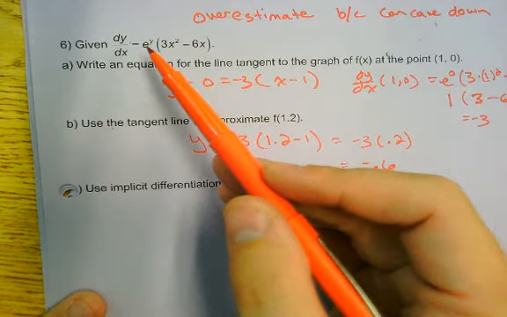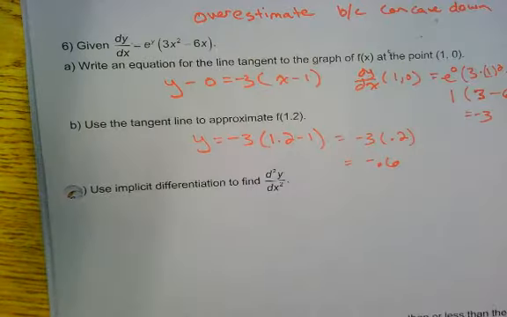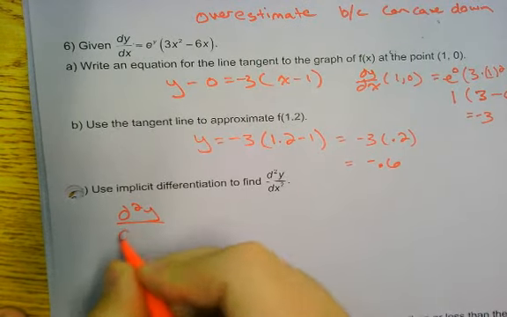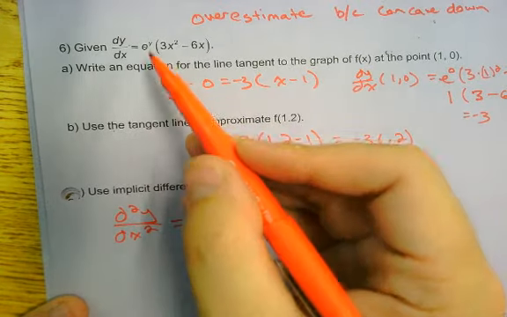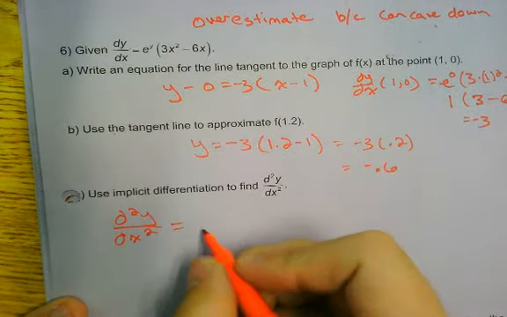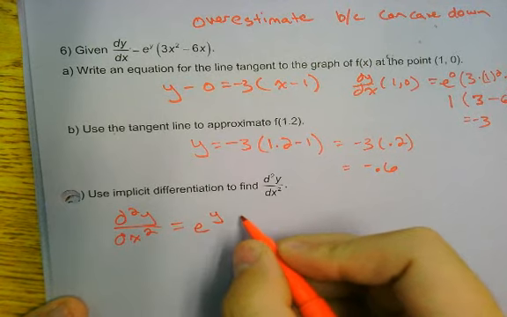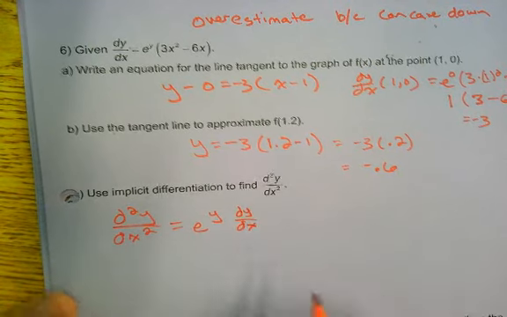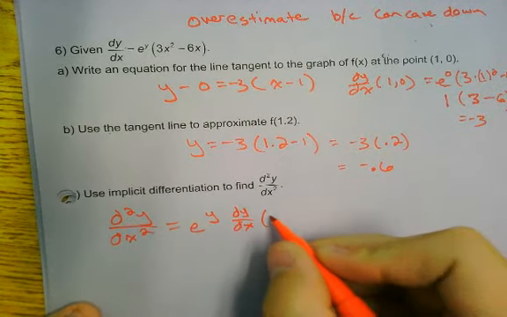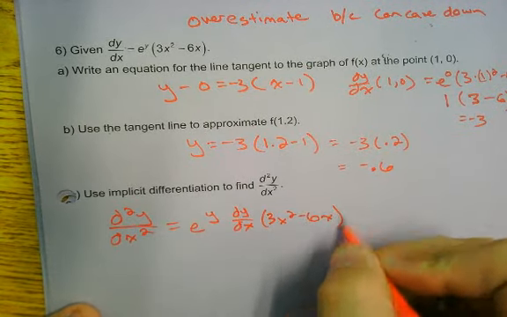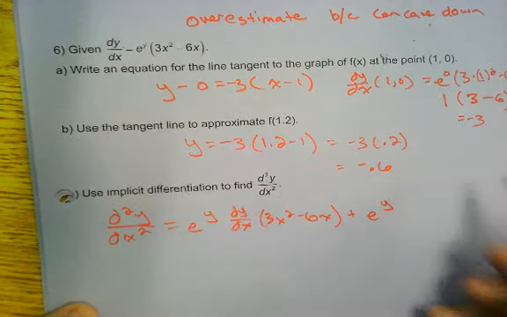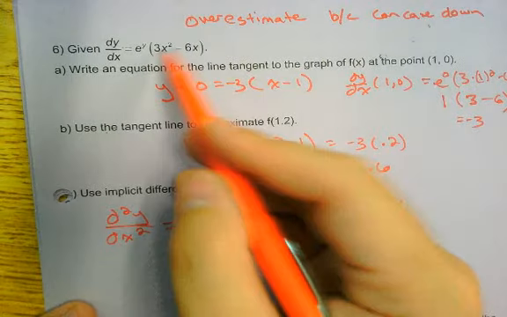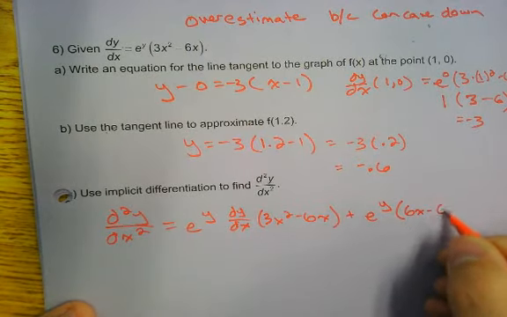So let's go ahead and find the second derivative. This is implicit. Okay, so I have a function times a function. Right off the bat, this is going to be a chain rule. What's the derivative first? e to the y, tag it, dy/dx. 3x squared minus 6x stays the same because it's product rule, plus e to the y. What's the derivative of the second? 6x minus 6.